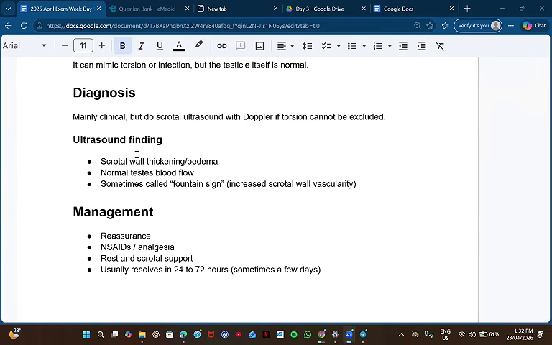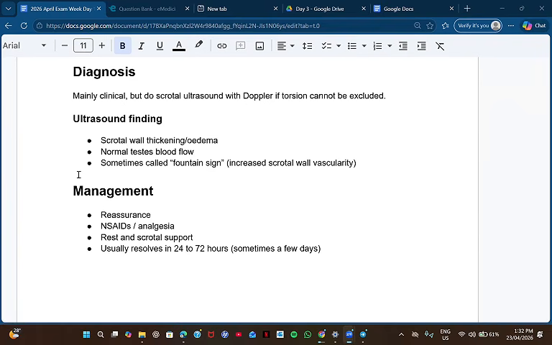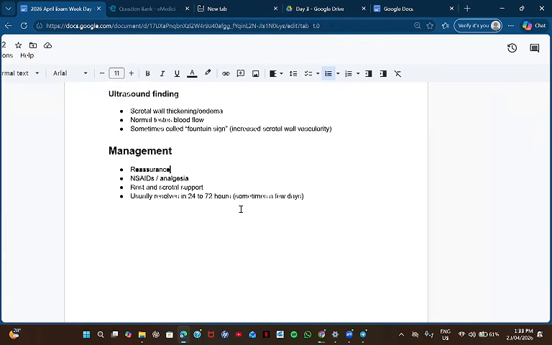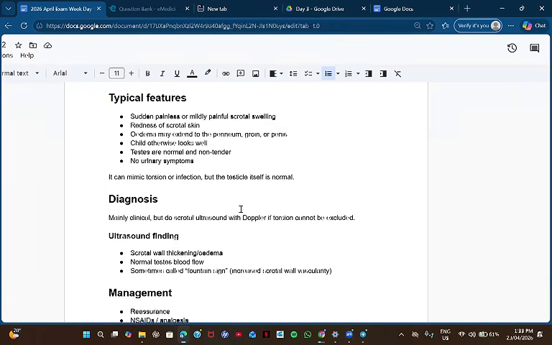So ultrasound finds scrotal wall thickening like edema, normal testis blood flow, sometimes called fountain sign. That means what? Increased scrotal wall vascularity, right? Yeah. So the management is reassurance and analgesia, because this is idiopathic scrotal swelling, right? Rest and scrotal support, right? Usually it resolves within 24 to 72 hours.